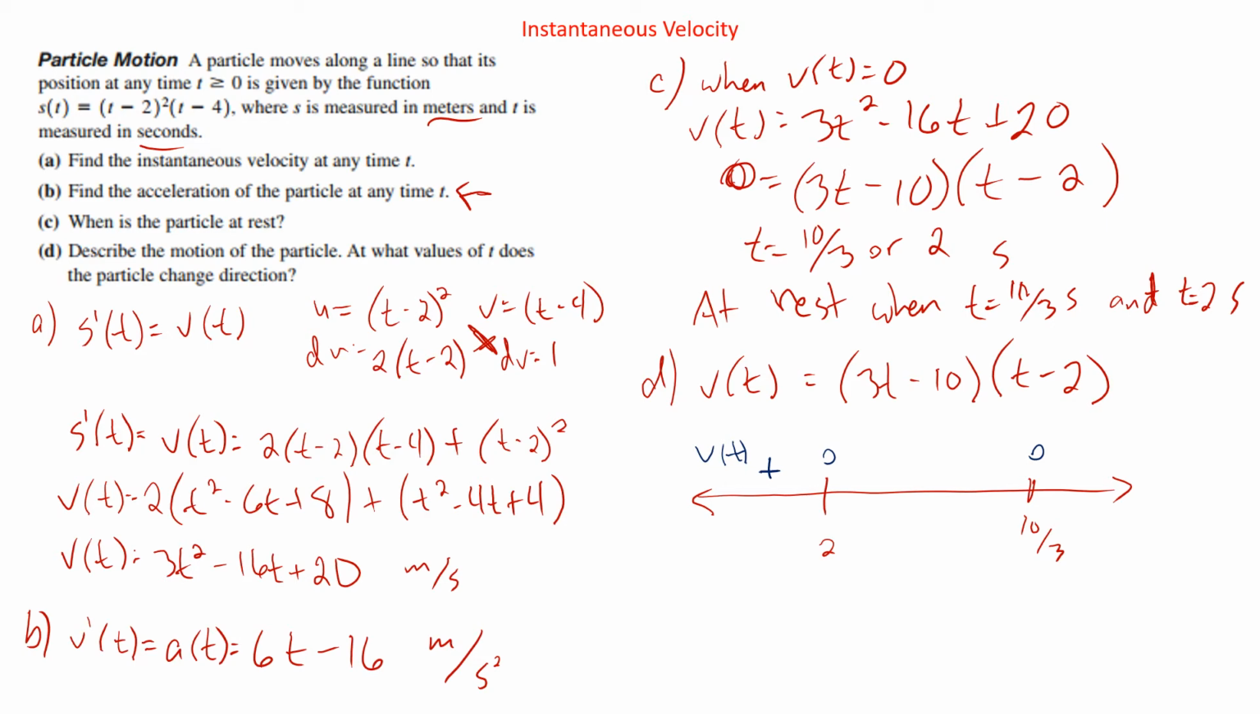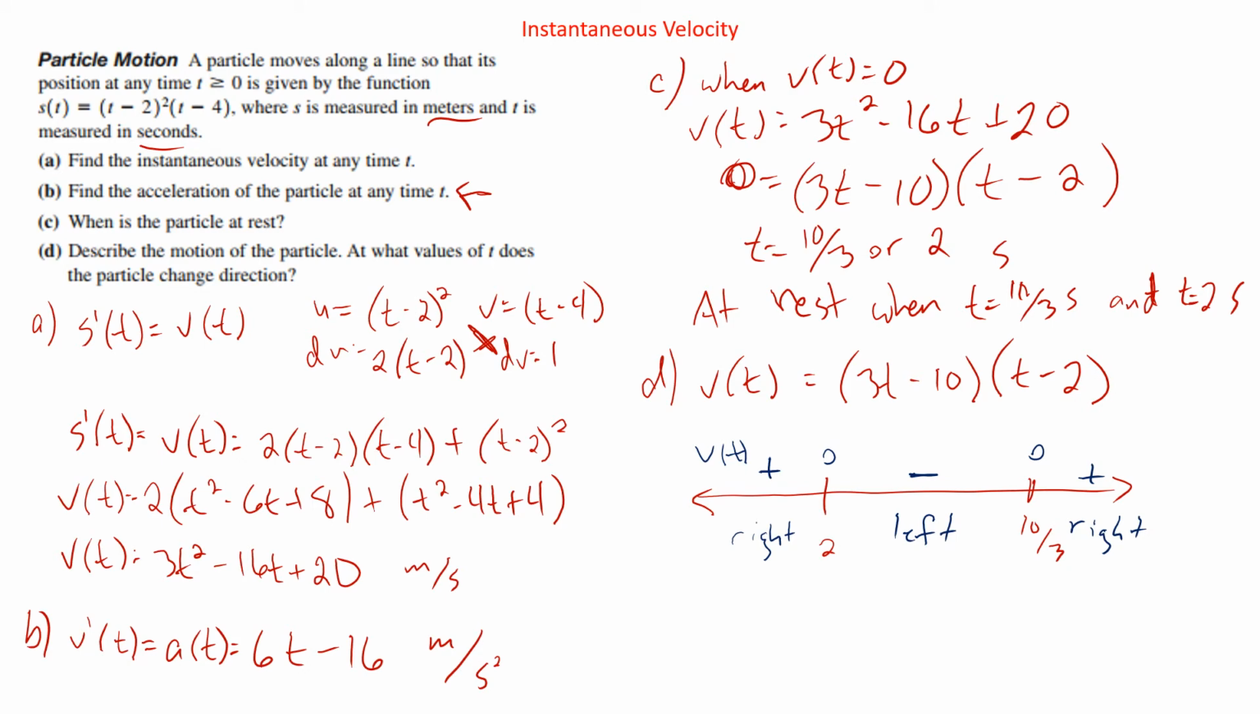We can pick a number in between 2 and 10/3, like say 3. 3 times 3 is 9, minus 10 is negative. 3 minus 2 is positive. A negative times a positive is a negative. So it'll have a negative velocity between those two numbers. And then if we pick something big, like say 10, 30 minus 10, that's positive. 10 minus 2 is positive, so we get a positive. So it will be moving to the right when it's positive, and to the left when it's negative.